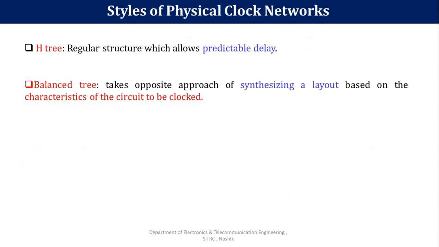Now, what are the different styles for physical clock networks? Physical clock networks are of two types which are popularly used: S-tree network and balanced tree. The S-tree is a regular S-shape structure which allows predictable delay. Here the regular S-type structure is used, and at the end of the edges the components are placed. In this case the delays generated by the clock are predictable at every stage.